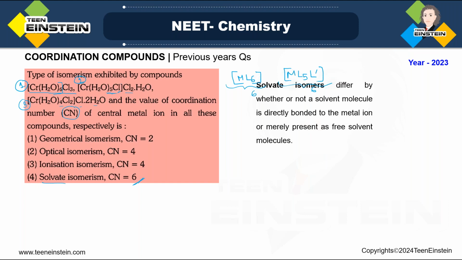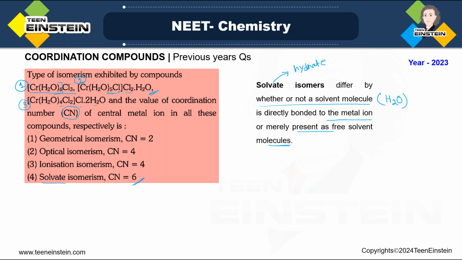So what is solvate isomerism? Solvate isomerism is observed in coordination complexes obviously. What is the difference between these isomers? They differ whether or not a solvent molecule, mostly you will find the solvent is water. So that is why when the solvent is water, solvate isomers are also known as hydrate isomers. So they differ by whether or not the solvent molecule is directly bonded to the metal ion or merely present as a free solvent molecule. So in the first complex, all the water molecules are directly attached to chromium, directly bonded.